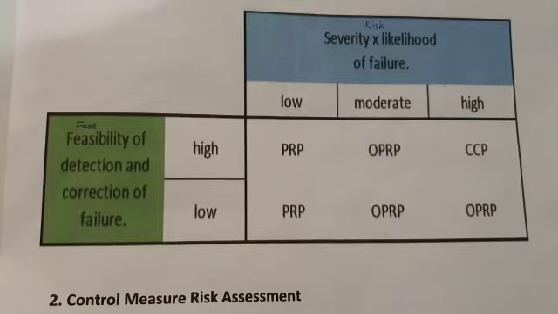Let's use an example. Let's start with something easy, a pasteurizer in a dairy facility. What is the feasibility of detection and correction of that pasteurizer if it fails? Well, high, because you are monitoring the temperature every second. It's on a PLC system. If it goes out, it will automatically divert. So definitely it is high there.